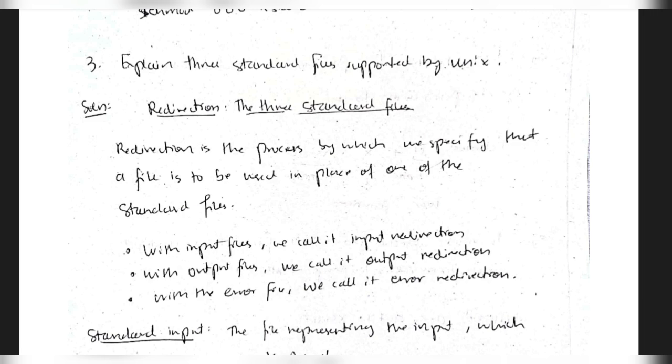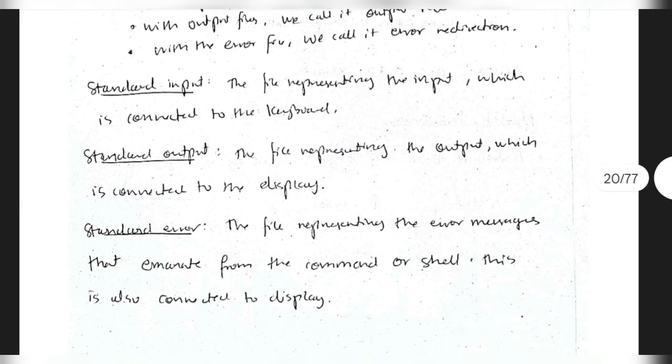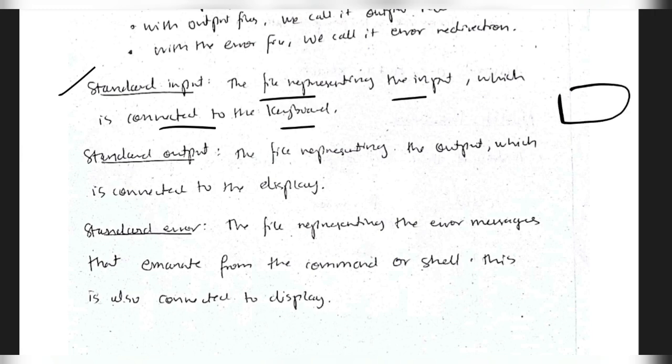The next question is: explain the three standard files supported by UNIX. So the first one is the standard input, and that's for taking the input, and the second is the standard output, and the third one is standard error. So let's discuss each one by one. The standard input file is the file representing the input which is connected to the keyboard. Okay, so whatever we enter from the keyboard, that is getting stored in a file known as the standard input file.